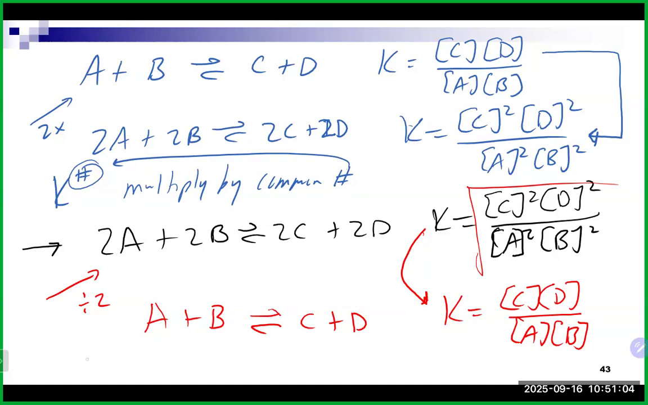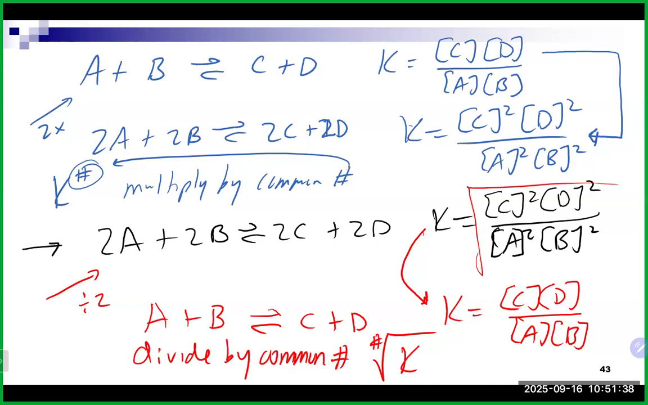So if you have to divide by a common number, you would take the k value to the root of that common number. So here I divided by 2, so I took the square root. If I divided by 3, I would take the cube root, the fourth root, and so forth, depending on what you divide by. So those are really the four ways that we sometimes will manipulate equilibrium reactions to build the overall reaction that we may be interested in.